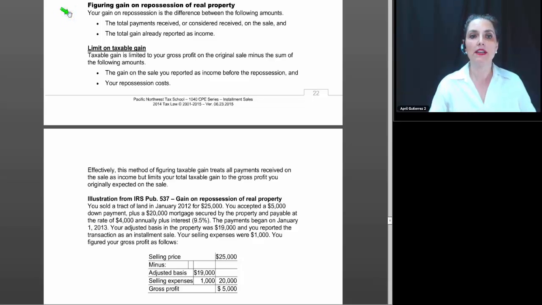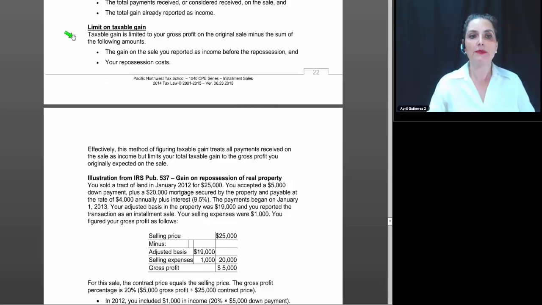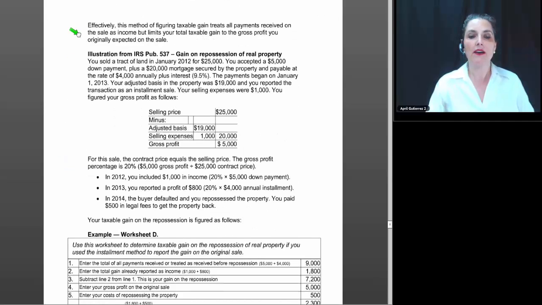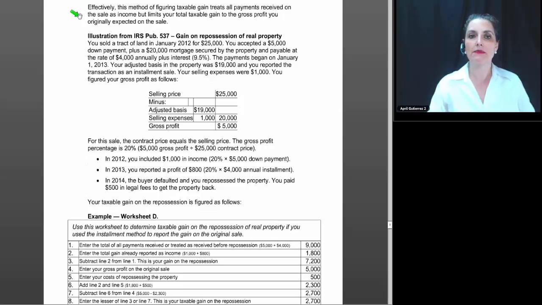Your gain on repossession is the difference between the following amounts: the total payments received or that were considered to be received on the sale, and the total gain that you already reported as income. There is a limit on taxable gain. Taxable gain is limited to your gross profit on the original sale minus the sum of the following amounts: the gain on the sale you reported as income before the repossession and your repossession costs. Effectively, this method of figuring taxable gain treats all payments received on the sale as income, but limits your total taxable gain to the gross profit you originally expected from the sale.